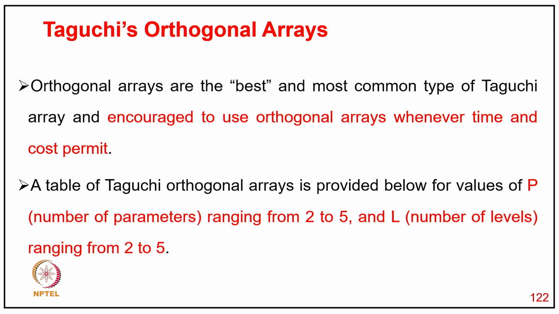The orthogonal arrays are the best and most common type of Taguchi array, and we encourage using an orthogonal array whenever time and cost permit. A table of Taguchi orthogonal arrays is provided below for the value p, the number of parameters, ranging from 2 to 5, and L, the number of levels, ranging from 2 to 5.